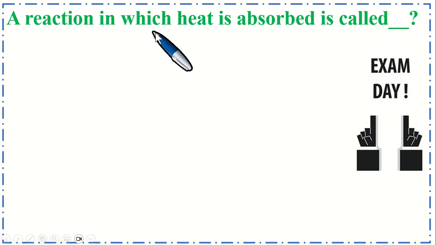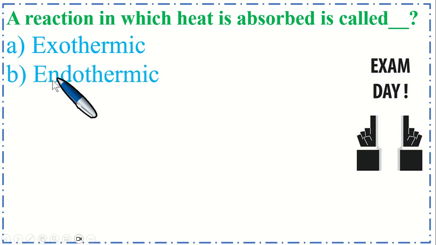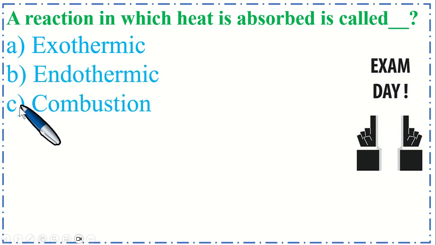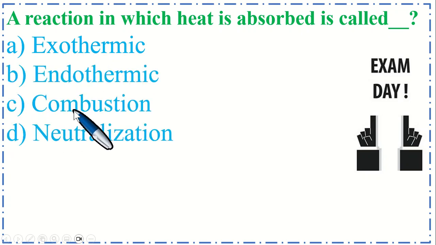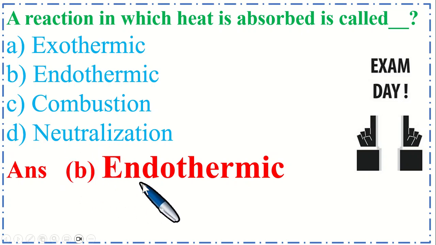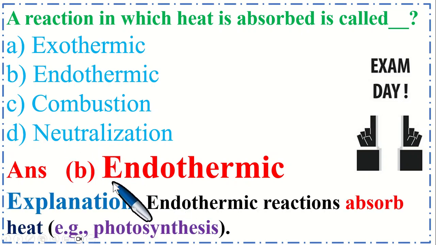A reaction in which heat is absorbed is called option A, exothermic, B, endothermic, C, combustion, and option D, neutralization. So the correct option is B, endothermic. Explanation is endothermic reactions absorb heat, for example, photosynthesis.